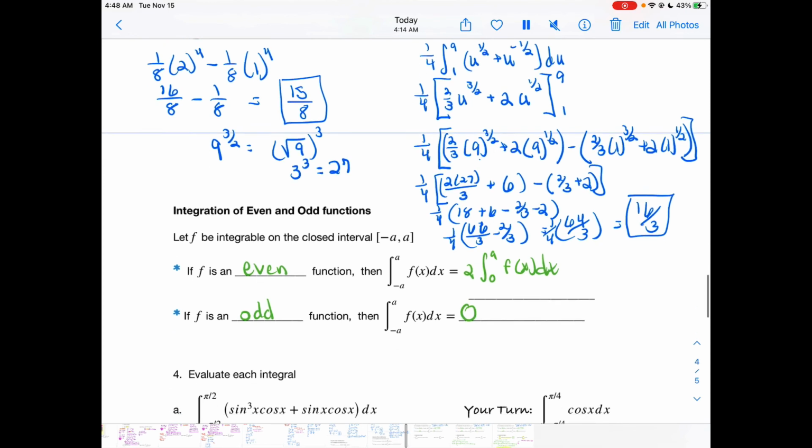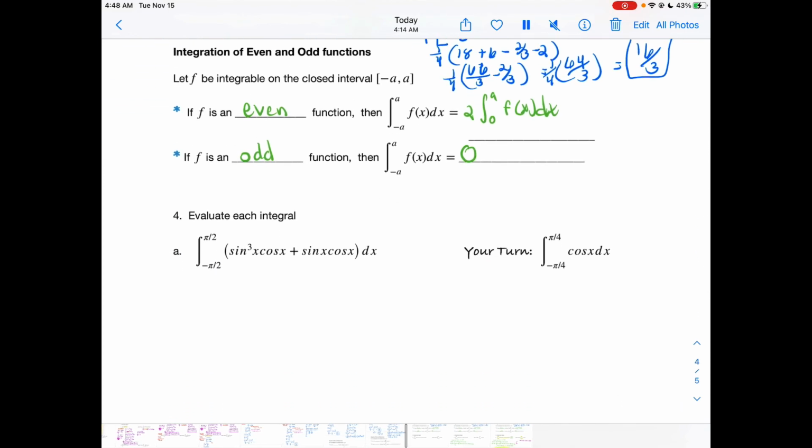Now, the odd one is even nicer. If f is an odd function, the integral from negative a to a of f of x dx is just 0, because you have the same amount below the x-axis as above the x-axis, so the area becomes 0. All right, so let's try an example here.